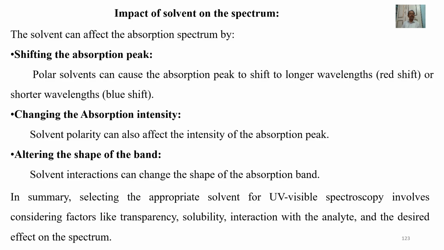Changing the absorption intensity. Solvent polarity can also affect the intensity of the absorption peak, altering the shape of the band. Solvent interactions can change the shape of the absorption band. In summary, selecting the appropriate solvent for UV visible spectroscopy involves considering factors like transparency, solubility, interaction with the analyte, and the desired effect on the spectrum.